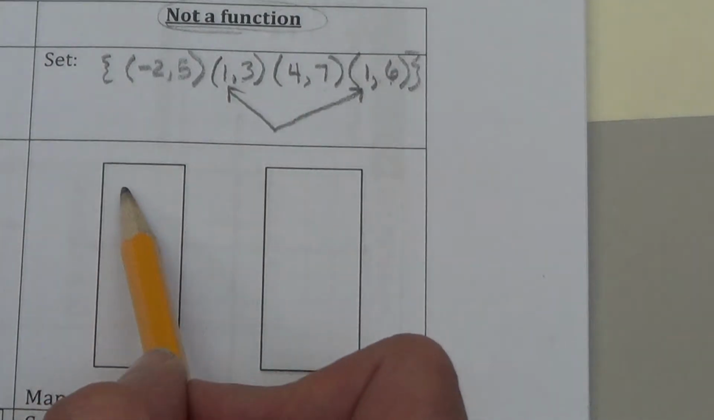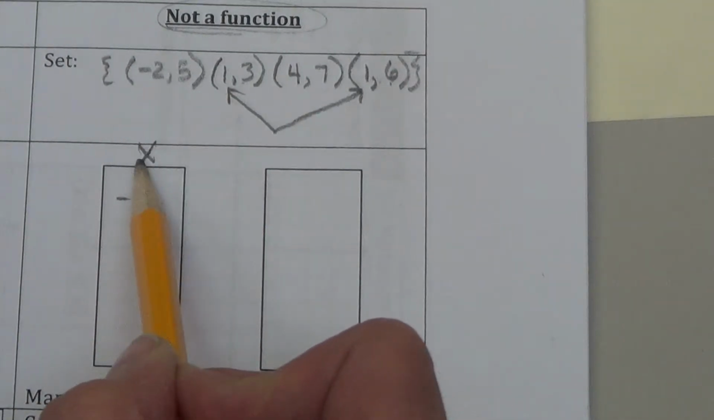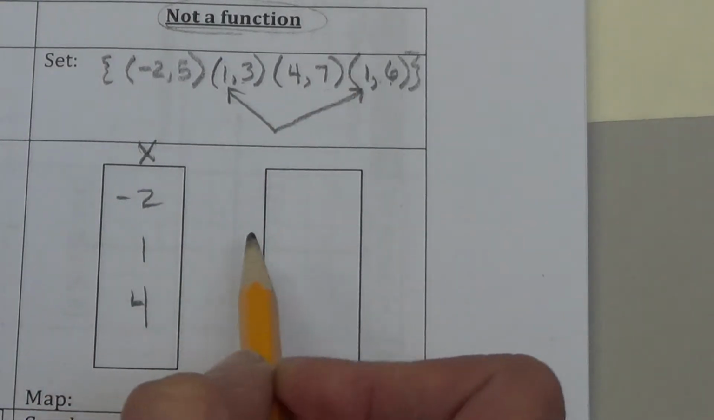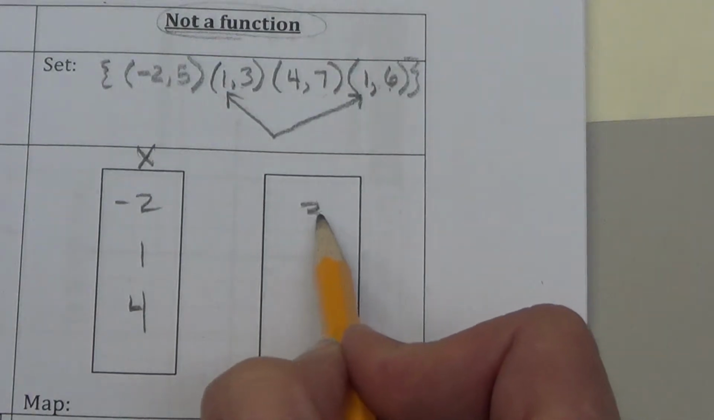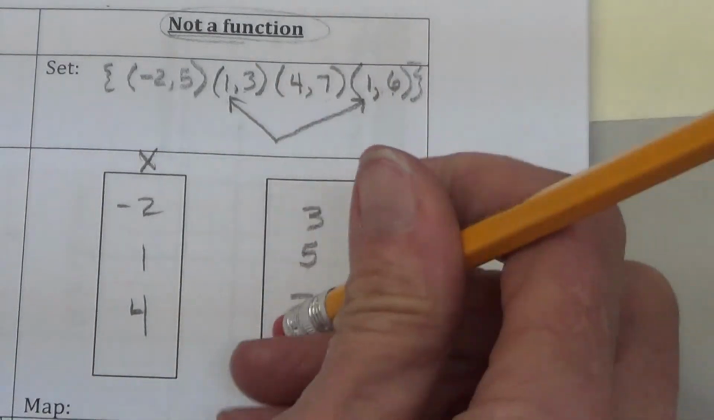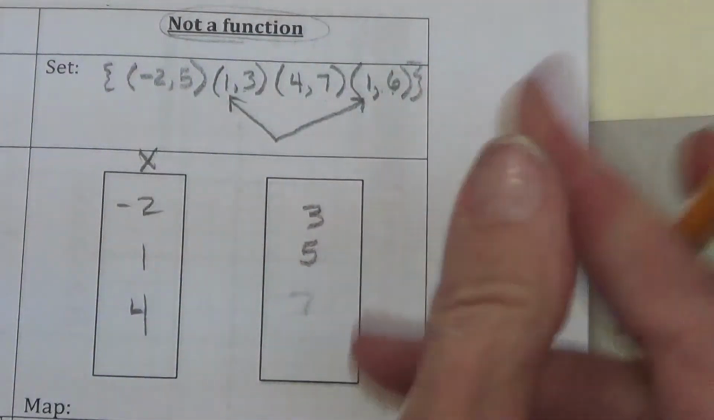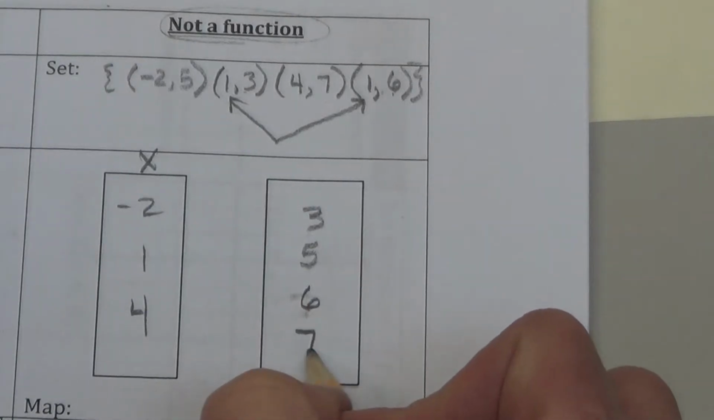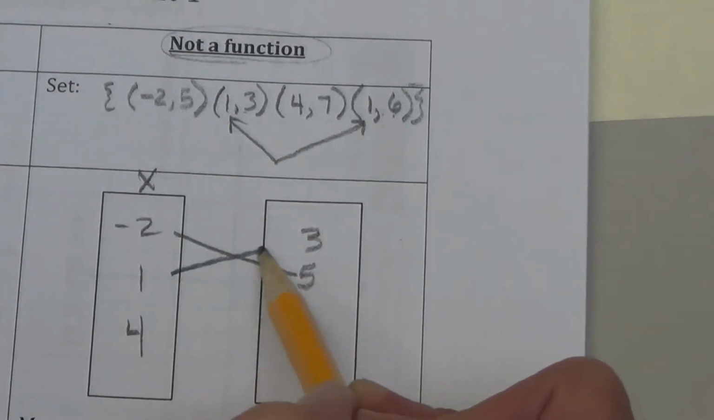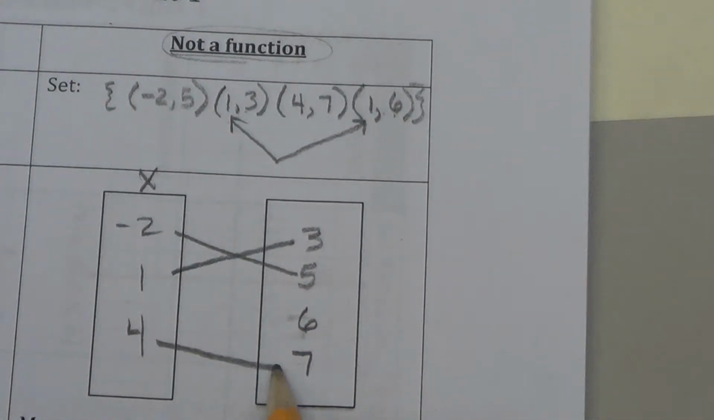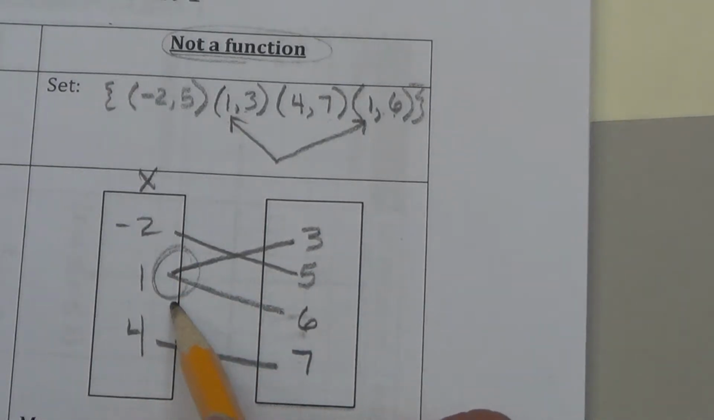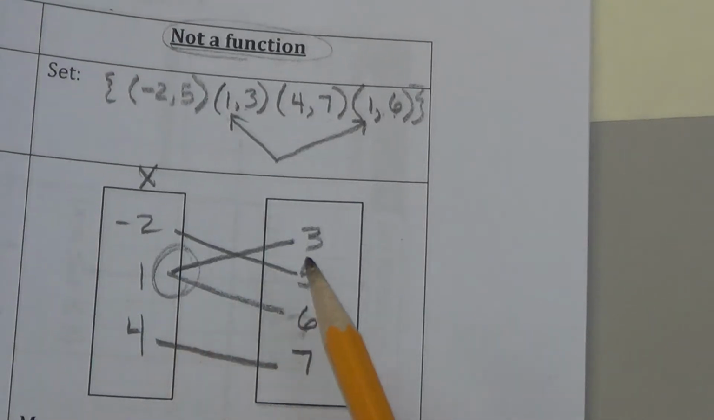We list these in order. We'd have -2, this is your x again, a 1, we only list it once, and then a 4. Your other points in order, 3, 5, 6, 7. Now, -2 is with 5. 1 is with 3. 4 is with 7. Oh, and then 1 is with 6. Right there, that double line going to a domain value causes that to not be a function.